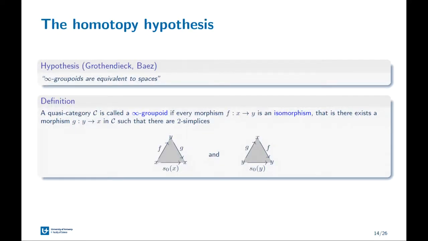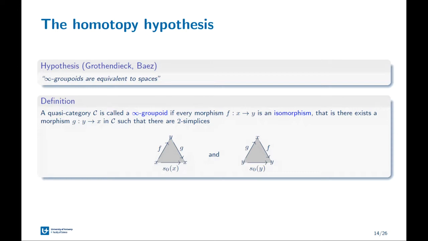Okay, that's the basic introduction to quasi-categories themselves. Let's now talk about some aspects which come up in the theory. So first of all, the homotopy hypothesis. The homotopy hypothesis was first, I think, recognized by Grothendieck, but he didn't use the term homotopy hypothesis. It was Baez who coined the term. And what is this? Well, it goes as follows. It says that infinity groupoids are equivalent to spaces.